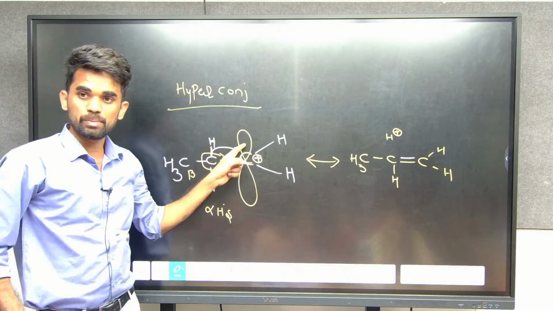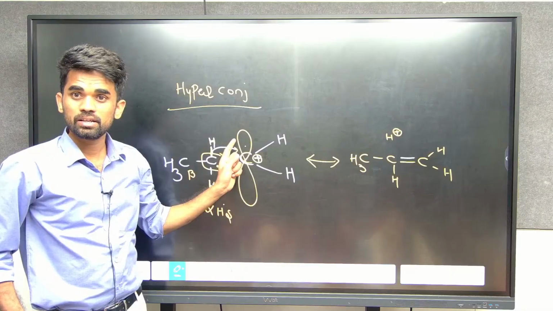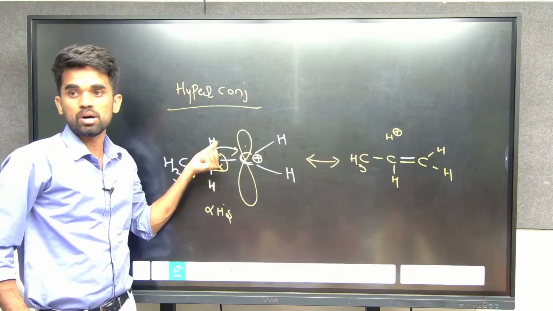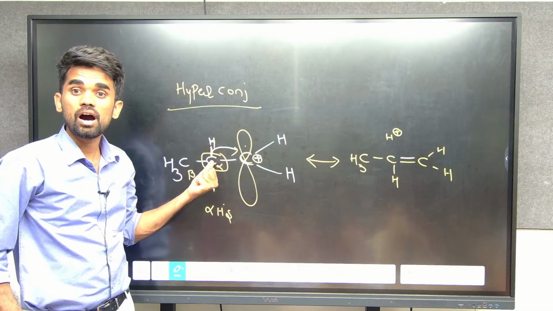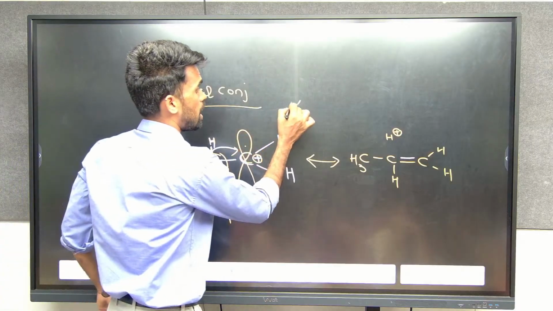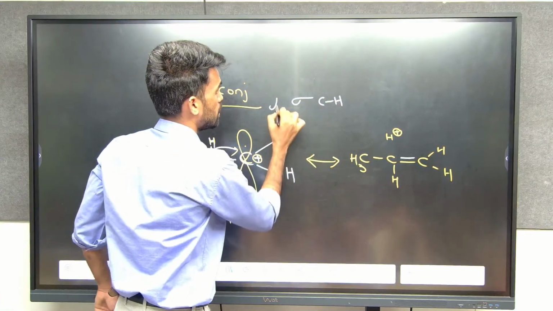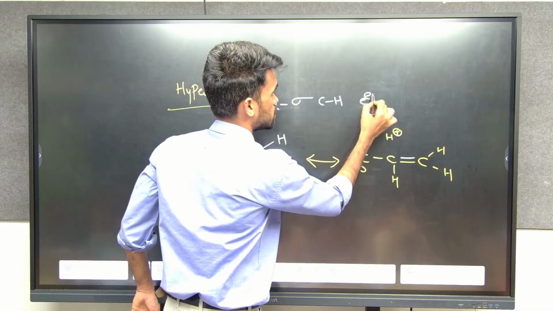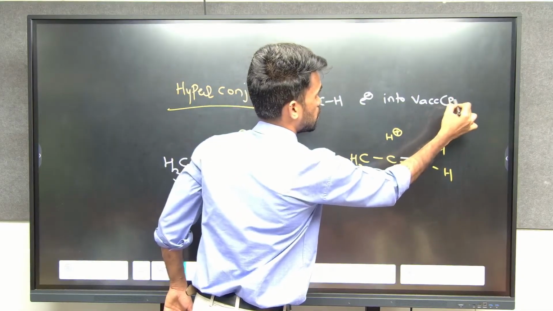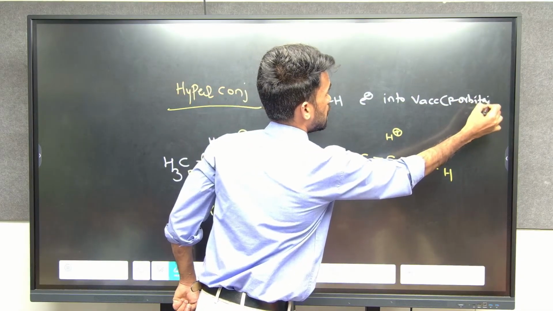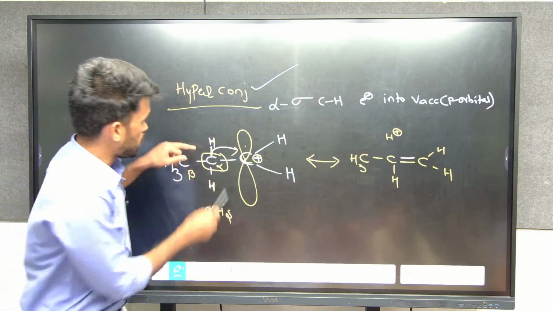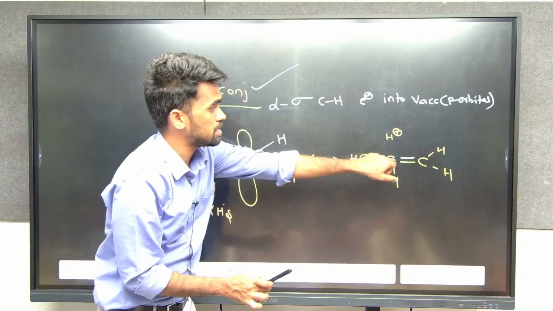See, there is a vacant orbital here. What does it need? Electrons. Those electrons are given from this alpha CH sigma bond. Only which bond? Alpha CH sigma bond. So it means the delocalization of alpha CH sigma electrons into the vacant p orbital is called what? Hyperconjugation. So what is happening here? The CH sigma bond is given. Like this it will be stabilized.